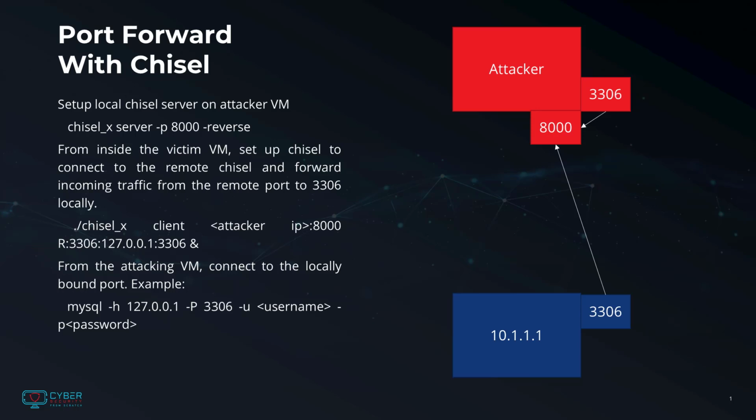Let's say, for example, that someone has access to 10.1.1.1 and they can get code execution on that system somehow. What they can do is use Chisel to further enumerate services on that system.